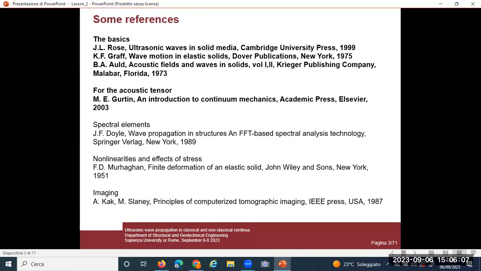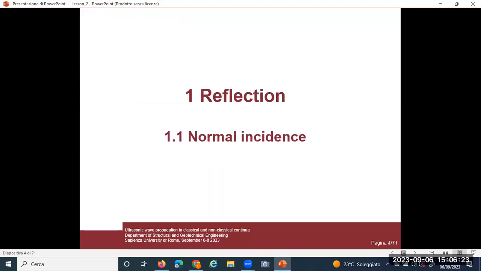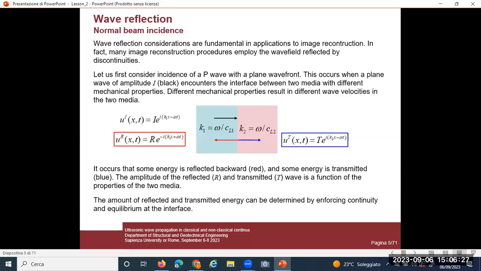Then let us start. The references are basically the same, even though this slide is old, so there is something missing. The one I reported in the first presentation, there is one extra reference. And so we will start with normal incidence.